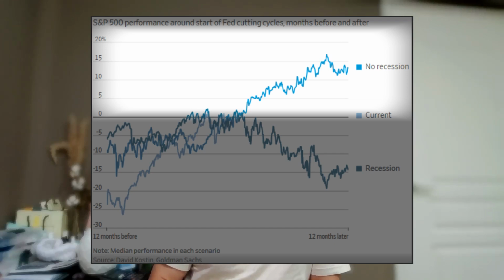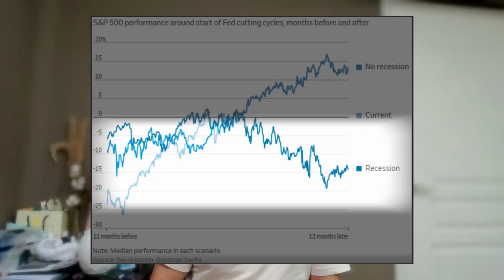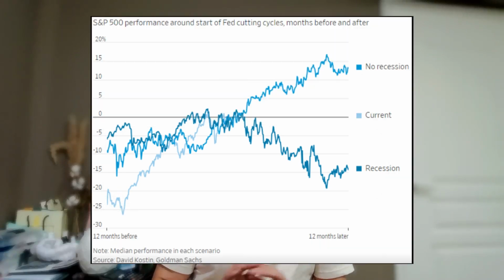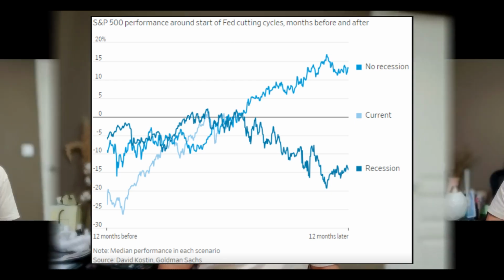In this case, stocks tend to rise strongly over the following 12 months. And at the bottom, rate cuts that happen as the economy enters into a recession. Here, stocks keep falling, often another 15 to 20%. Same policy action, but completely different outcomes. These charts prove one thing. Rate cuts alone don't decide market direction.